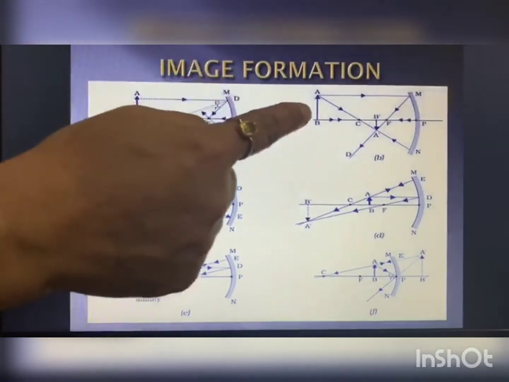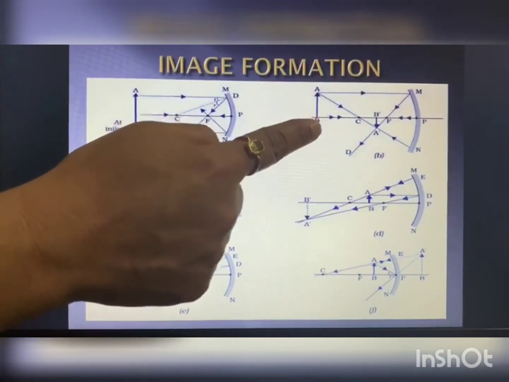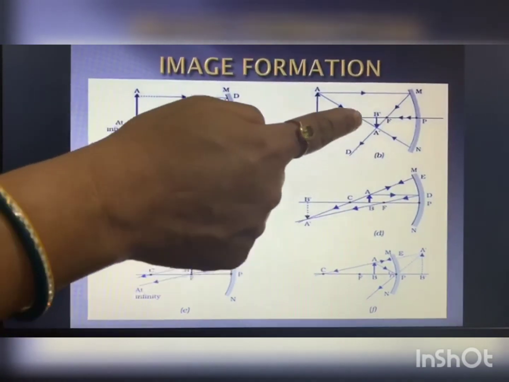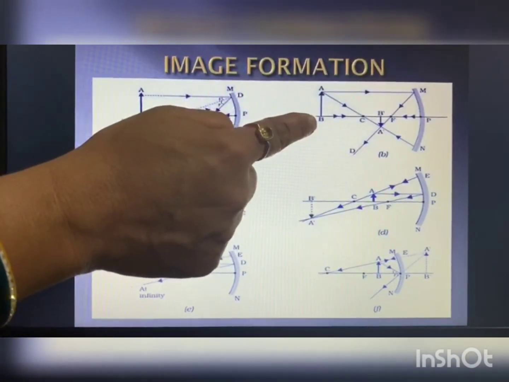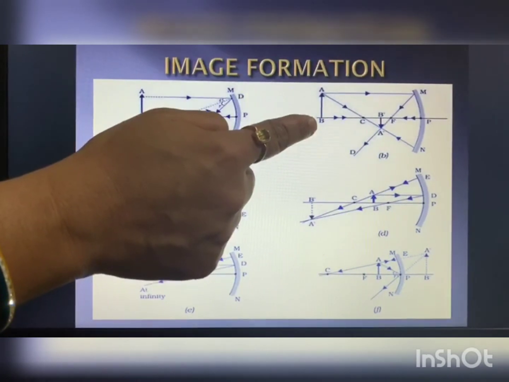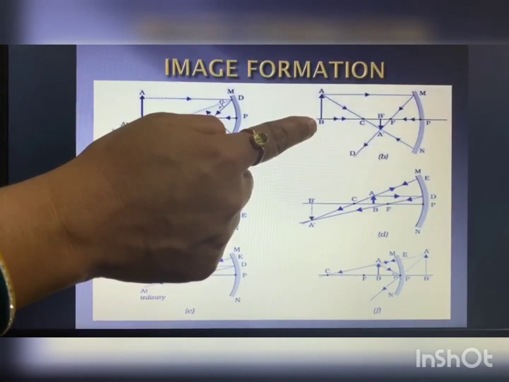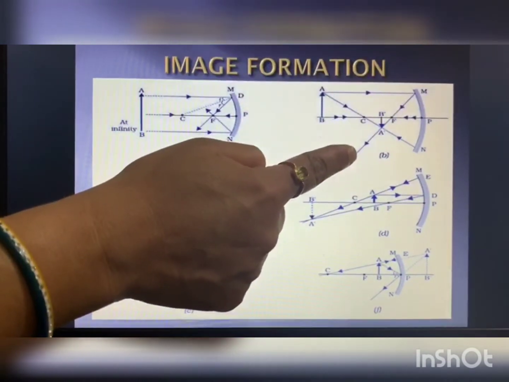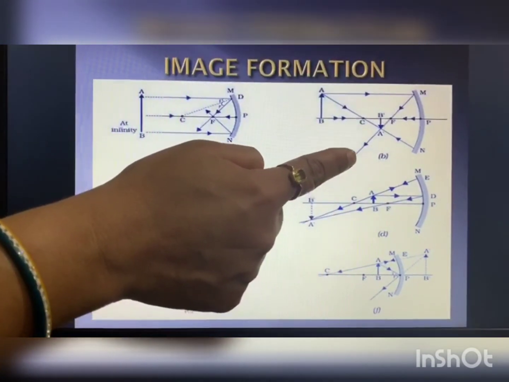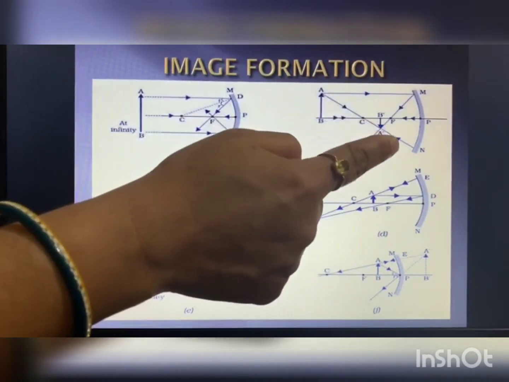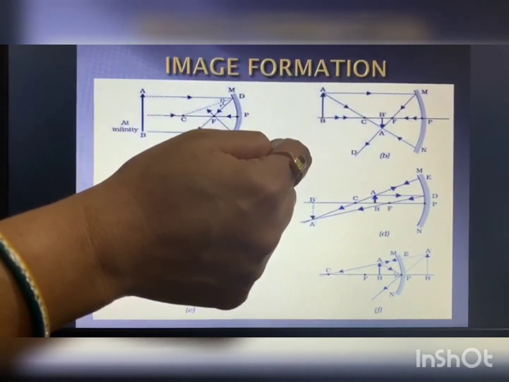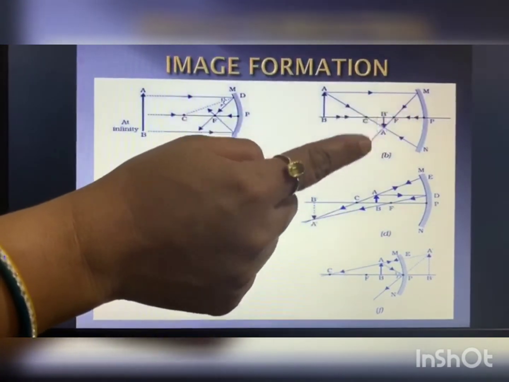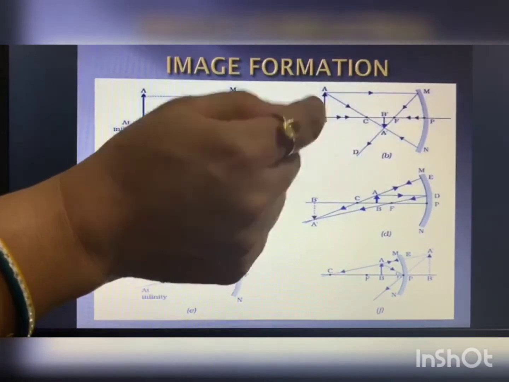Now, the second one. In this, the object is placed beyond the center of curvature. Same phenomena we have to apply. A ray which is parallel to the principal axis passes through the focus. A ray which passes through the focus goes parallel to the principal axis. So, where these two rays meet, there only the image will form.